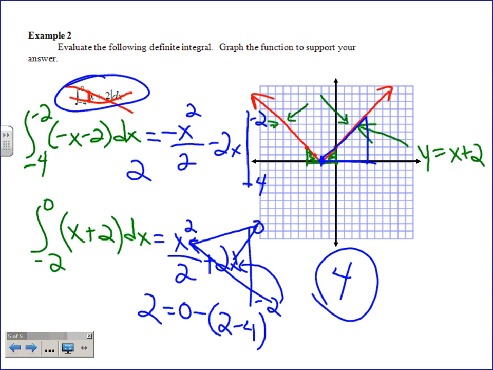Okay? So if I would have said, what's the definite integral of this graph from -2 to 4? That's how they would word it. Is that something you should be able to do? Yeah. Okay, so keep that in mind. Are there any other questions?